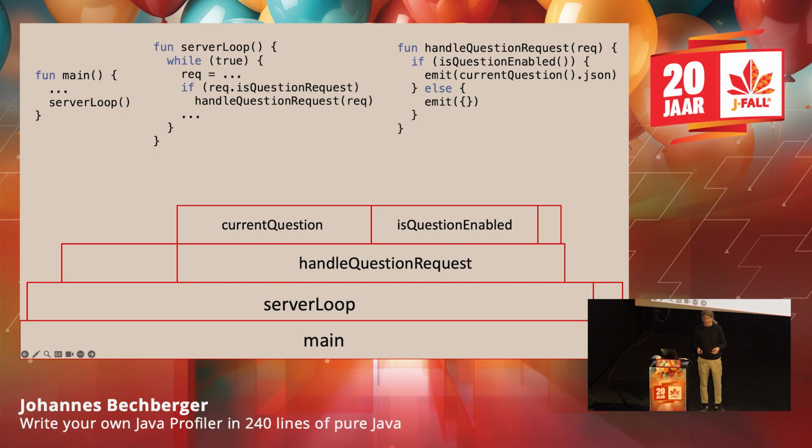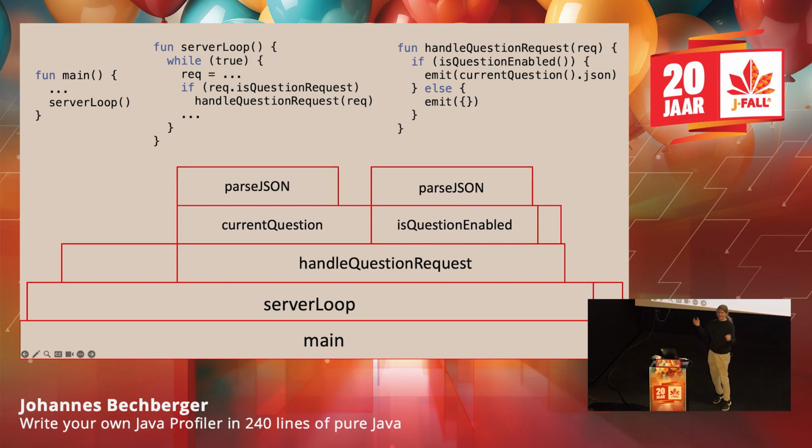And any guesses where current question and is question enabled spend most of the time in? Any guesses? Louder. Yes, it was parsing JSON all the time, and that's great because that's the reason why it crashed, and it was embarrassing. And if you don't believe me, that's a real issue I have. I can later give you the link to the GitHub repository where I have the flamegraph that was almost the same, and it was quite embarrassing.